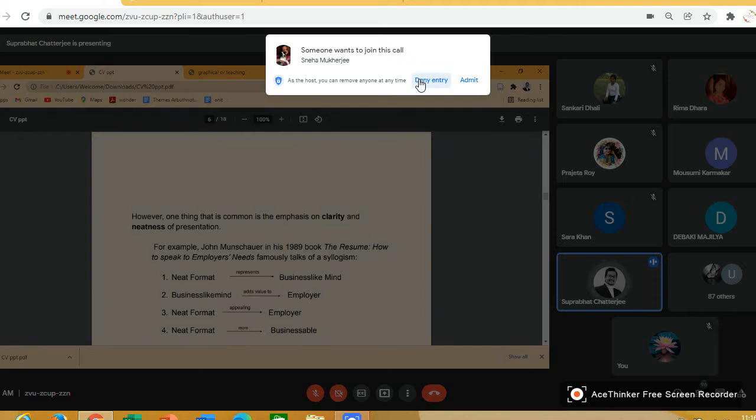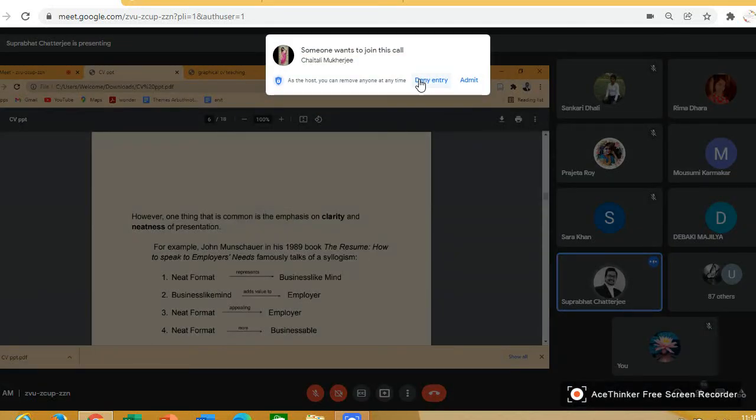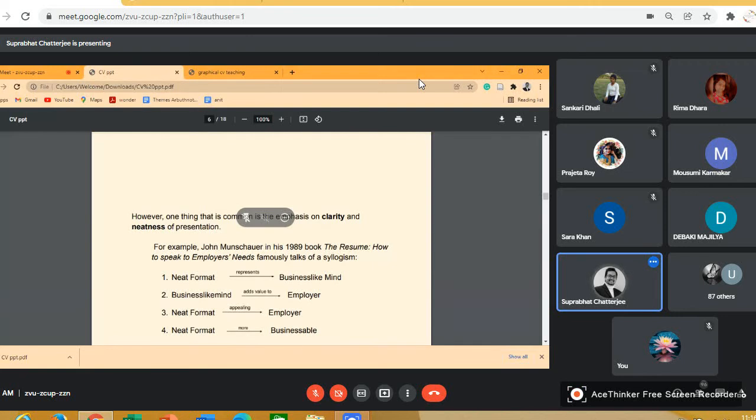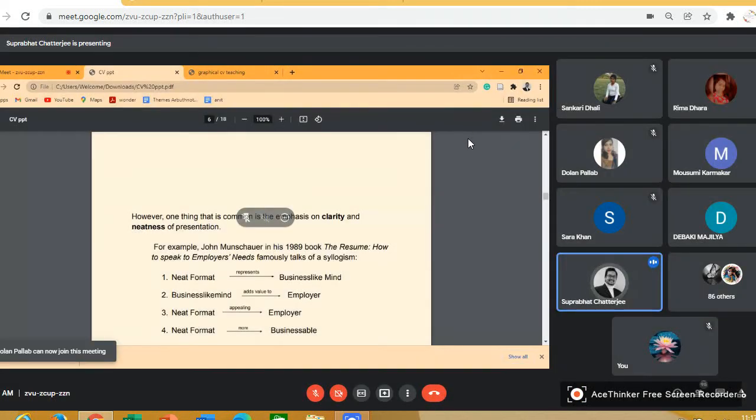Secondly, a business-like mind is something that will add value to the organization, to the company, to the employer. Thereby, the neat format will be very appealing to the employer. And ultimately, he says, drawing down to this syllogistic pattern, that neat format is more businessable. So businessable and marketable are the terms that we are going to use today. And we need to present ourselves so that we can get a better job. So our resume, our CV should be very neat and should bear clarity to create the very first impression.